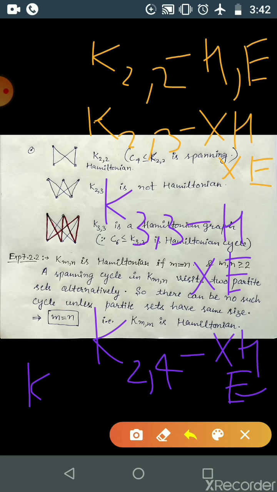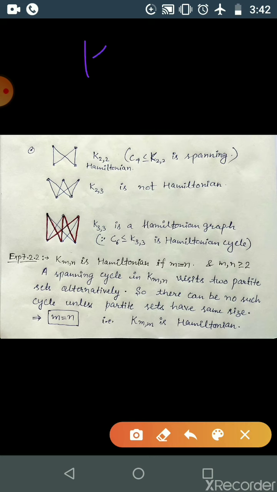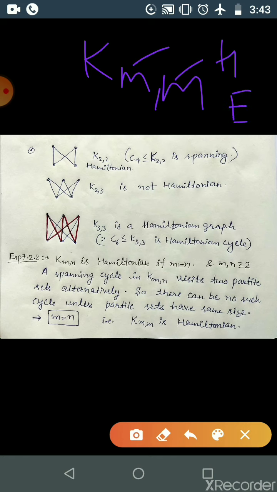So for example, you can just say K2K, correct? You can just say K2M type. Whenever these are even, or you can just say KMN, where M and N are both even, and they are equal, then it is Hamiltonian as well as Eulerian. And whenever M and N are not equal, both are even, then it is Eulerian but not Hamiltonian.